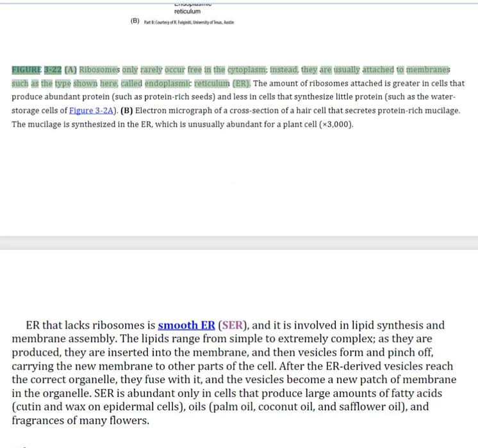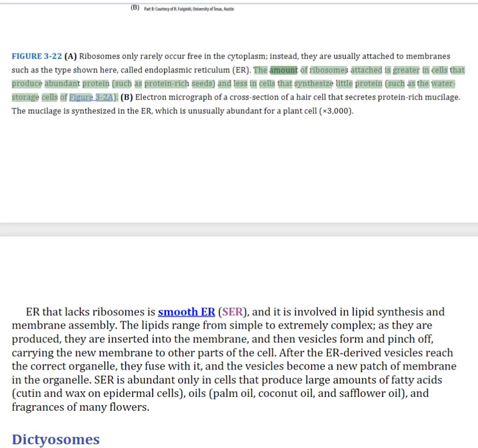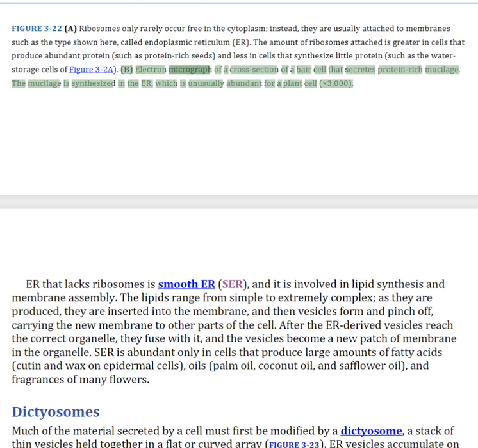Figure 3.22. Ribosomes only rarely occur free in the cytoplasm. Instead, they are usually attached to membranes such as the type shown here, called endoplasmic reticulum. The amount of ribosomes attached is greater in cells that produce abundant protein and less in cells that synthesize little protein. Electron micrograph of a cross-section of a hair cell that secretes protein-rich mucilage. The mucilage is synthesized in the ER, which is unusually abundant for a plant cell.